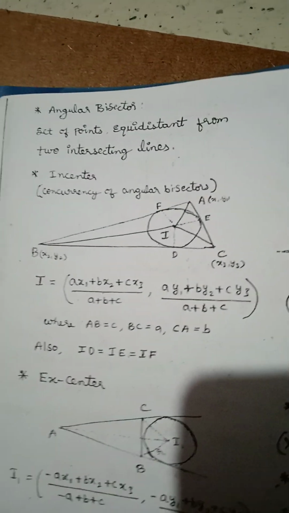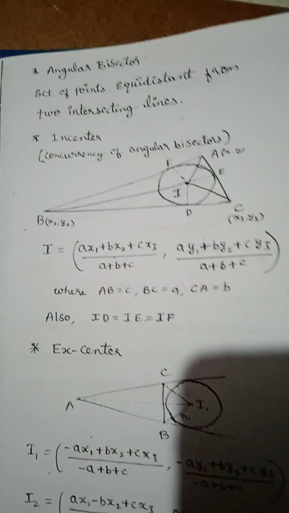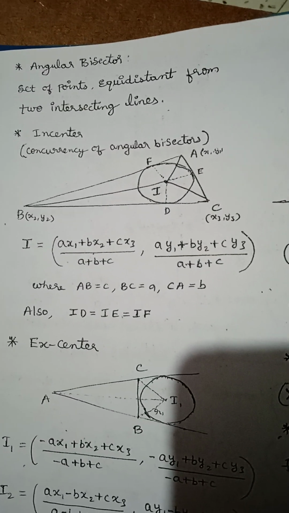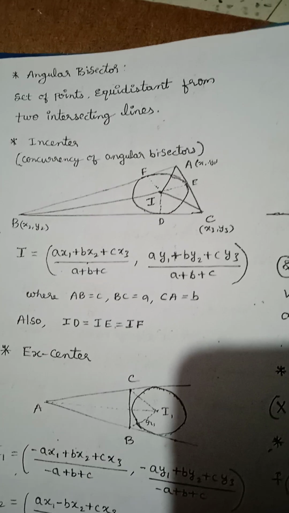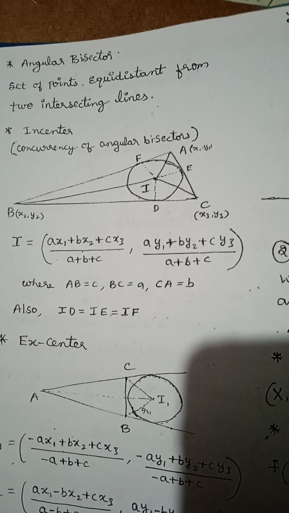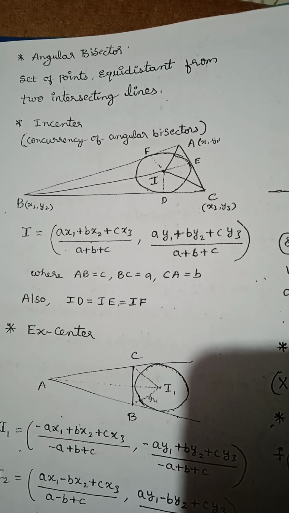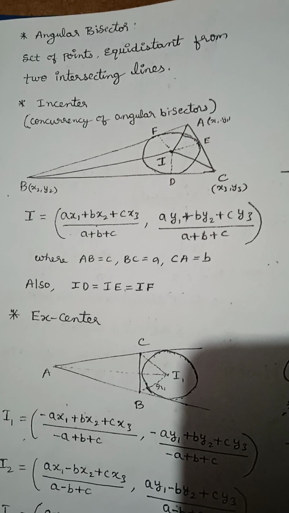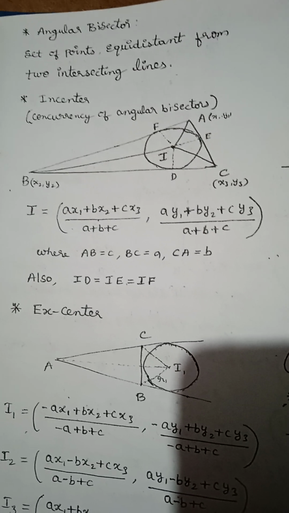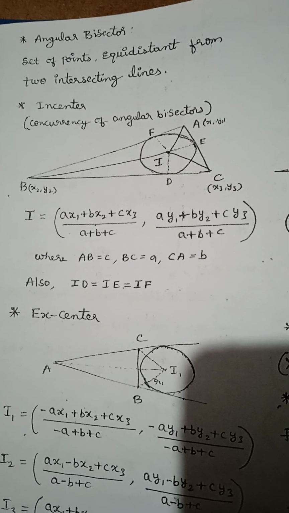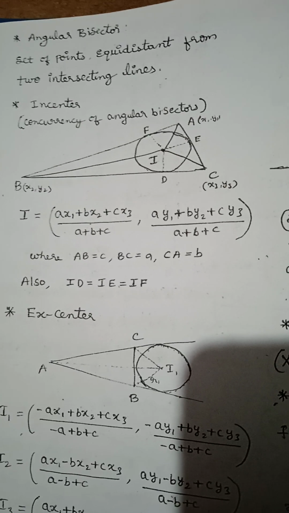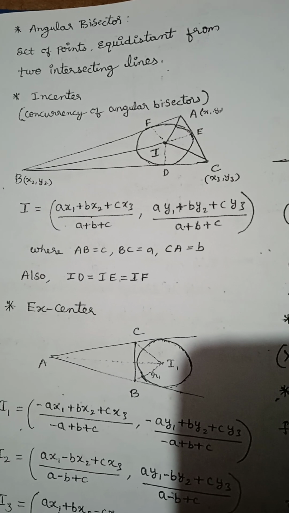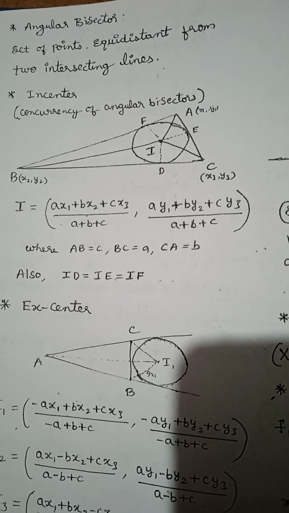Angular bisector: the set of points equidistant from the two intersecting lines. Angular bisector means it bisects the angle of the triangle. Here we have the incenter. The incenter is the concurrency point of angular bisectors.